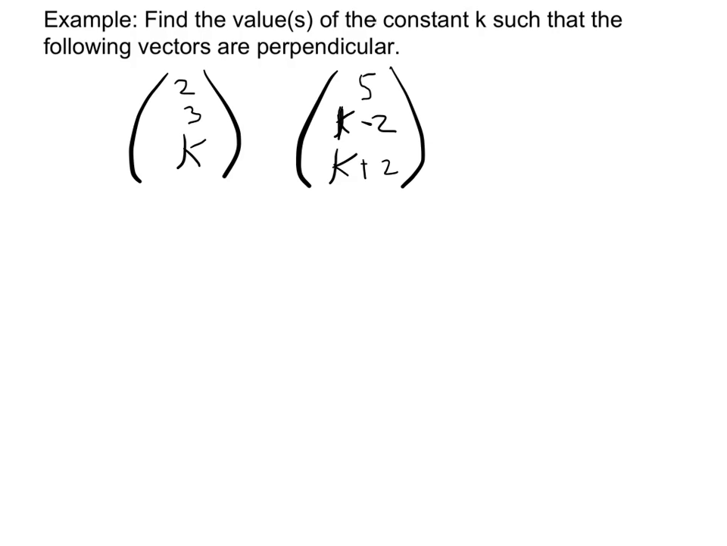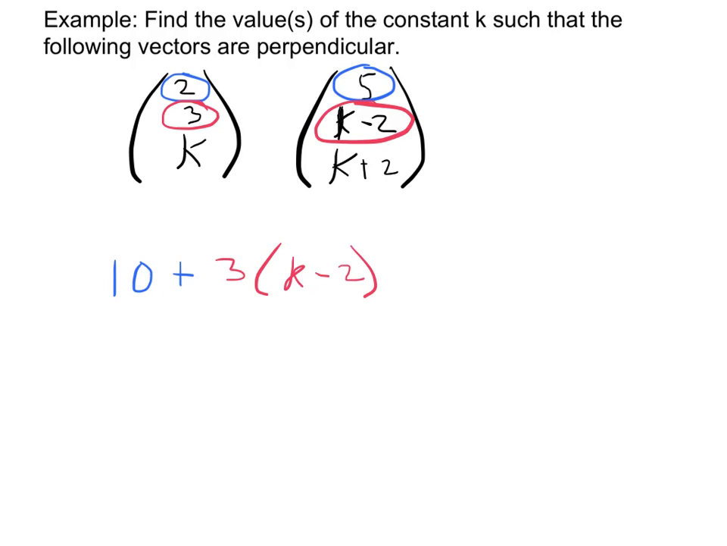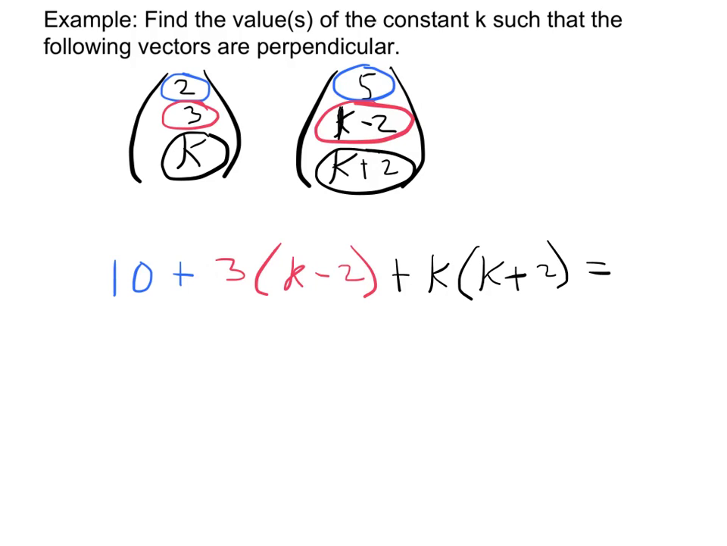So what is this dot product? Well, the first two terms, the 2 and the 5, will multiply together to give me 10. The second two terms, we can sort of multiply to get 3 times k minus 2. And the last two terms will multiply to give me k times k plus 2. And because they're perpendicular, we expect this to be 0. Right? So now I'm going to go through and simplify this. Right? I've got 10 plus 3k minus 6 plus k squared plus 2k equals 0.